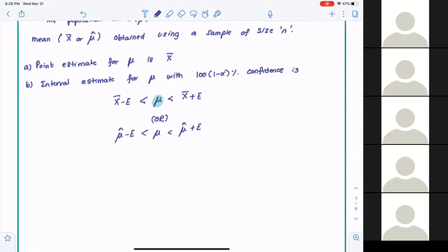And alpha, just like the confidence interval for population proportion, alpha here is the level of significance, and it's chosen by the researcher. The level of significance is alpha. The level of confidence is 100 times 1 minus alpha % confidence.